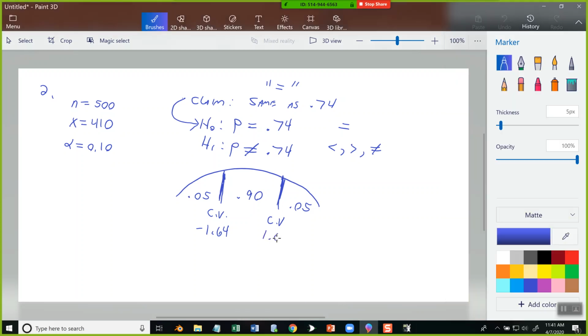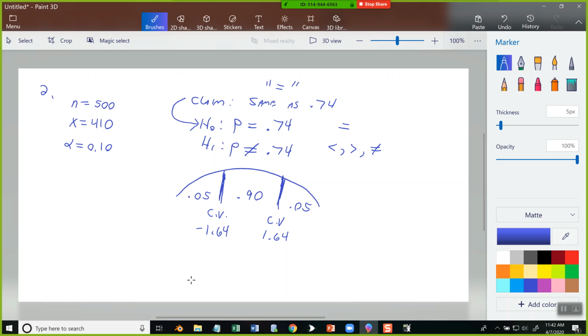At least for this section, not for the other sections of this chapter, but for this section, if you have two tails and you got a negative 1.64, you'll have a positive 1.64. If you have a negative 1.96, you have a positive 1.96, and so on. Again, that really only applies in this section.